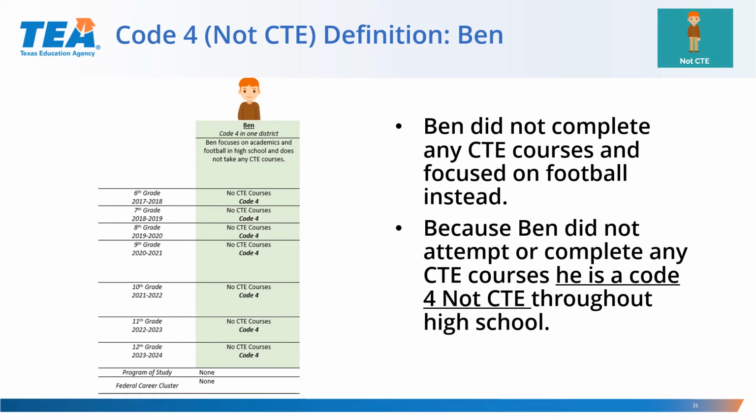Here's an example of a code 4. Ben is a student who focused on football instead of attempting or taking CTE courses. Ben never attempted or completed any high school level CTE courses and therefore is a code 4 throughout both middle school and high school. Each year when the CTE indicator code is calculated, Ben is coded a code 4.